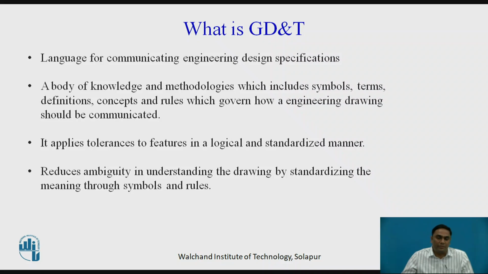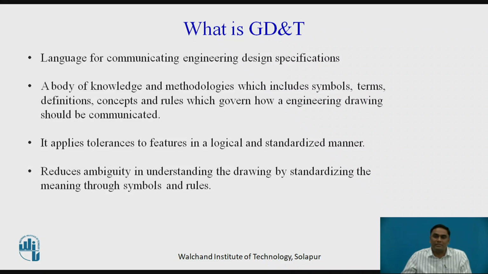Now, what is GD&T? We know about dimensional tolerances. The tolerances given to the dimension are generally called dimensional tolerances. So, tolerances can be divided into two types: one is dimensional tolerance, and second is geometrical tolerance. The tolerances provided to the dimension are called dimensional tolerances, and the tolerances provided to the geometry or the shape are geometrical tolerances.